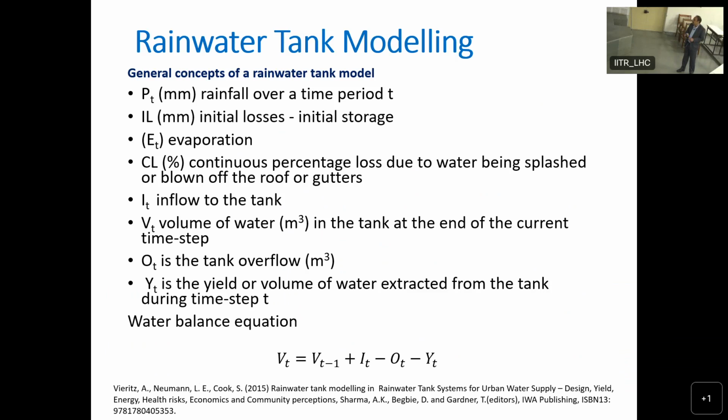It is being flowed into the tank, reaching the volume of water in the tank at the end of the current time step. So after each day, there is water coming in. It is not actually coming at the end of the day. It is coming whenever the rainfall occurs during the day, but we have rainfall data on a daily basis.